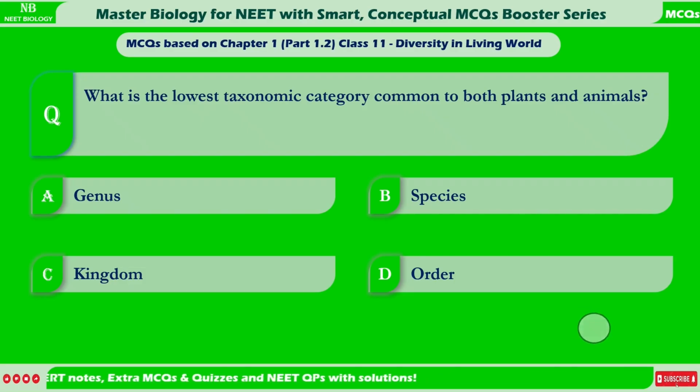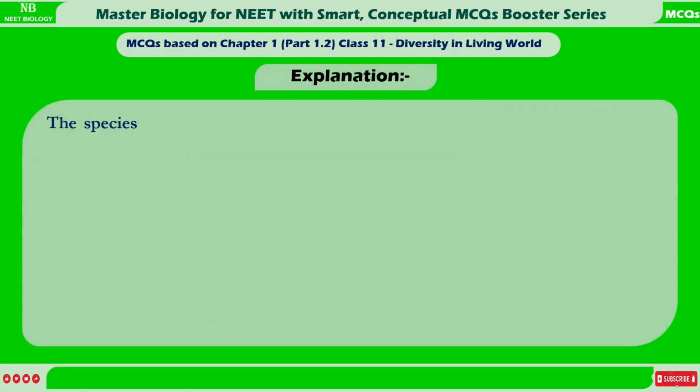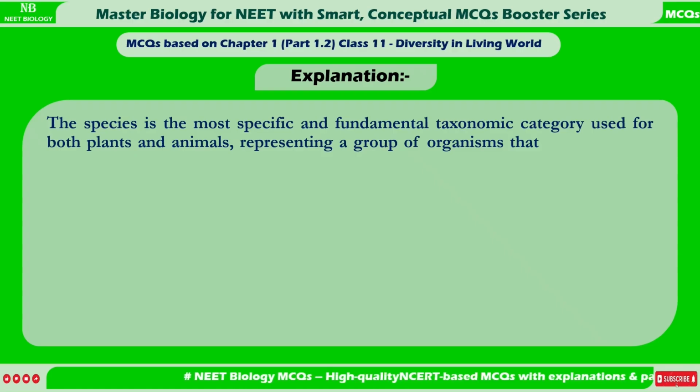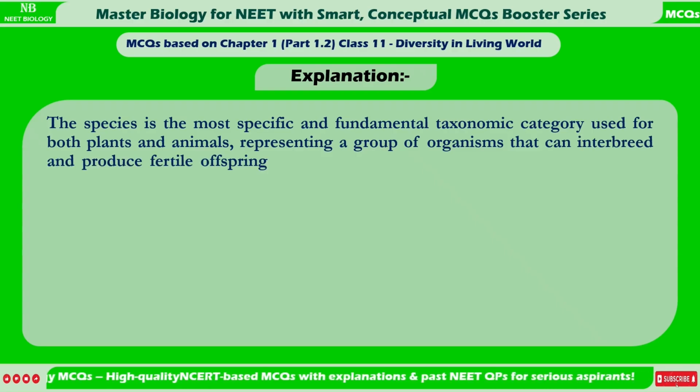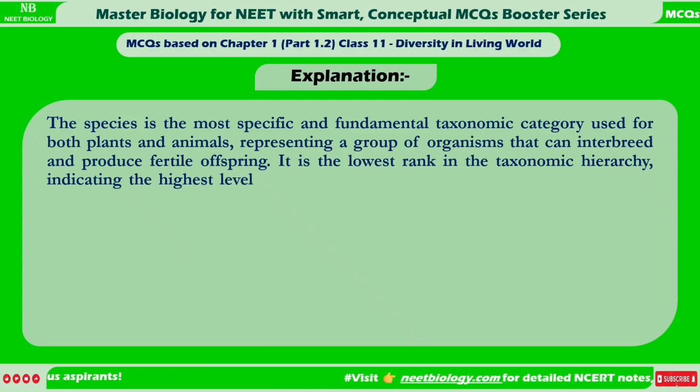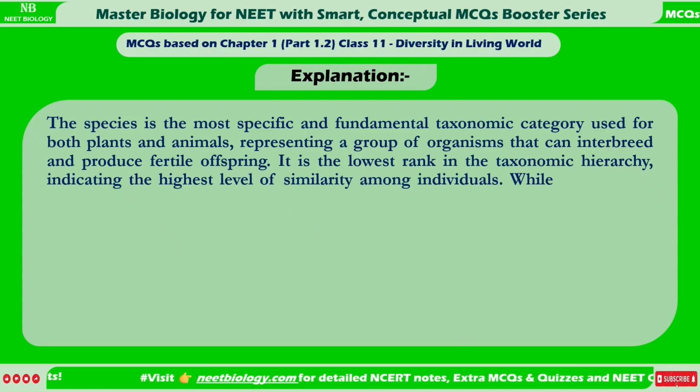Correct answer is B. Species. Explanation. The species is the most specific and fundamental taxonomic category used for both plants and animals, representing a group of organisms that can interbreed and produce fertile offspring. It is the lowest rank in the taxonomic hierarchy, indicating the highest level of similarity among individuals.